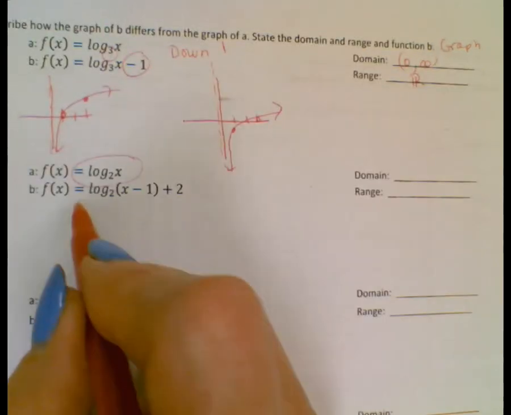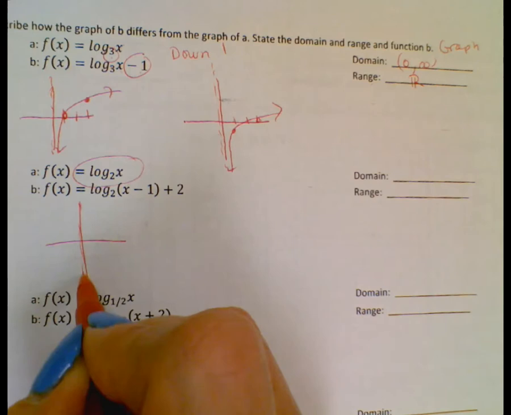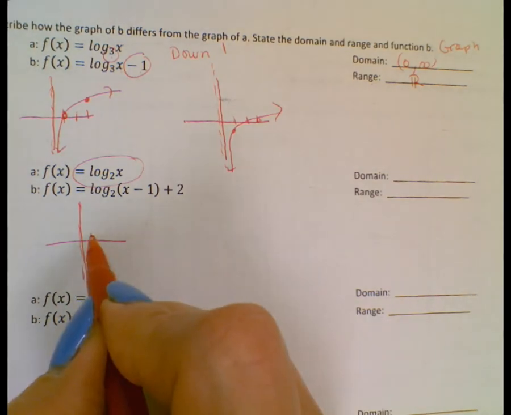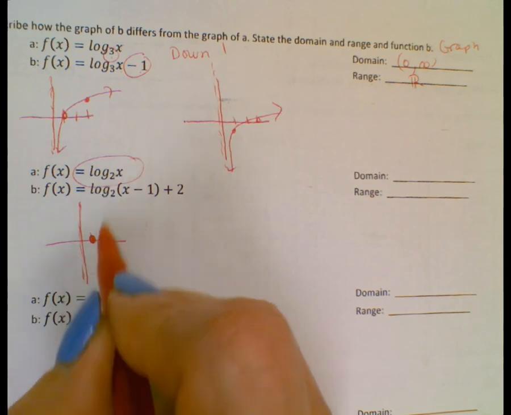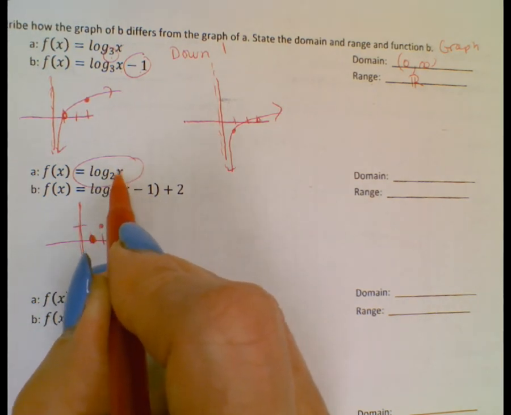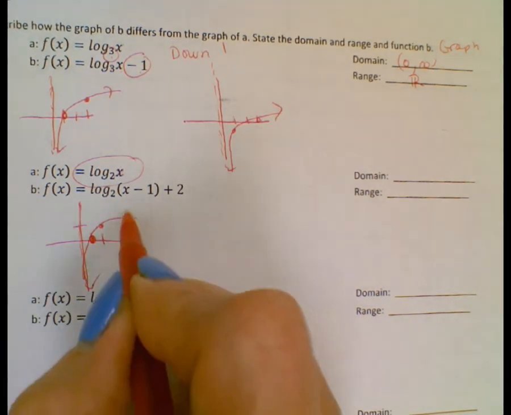So the first one is a base 2. No parentheses, so the asymptote's here. There's always a point at 1, 0 if there's no parentheses. And because it's base 2, go over 2, go up 1, because if that's a 2 there, the whole answer is 1. Again, you can graph that on the calculator.